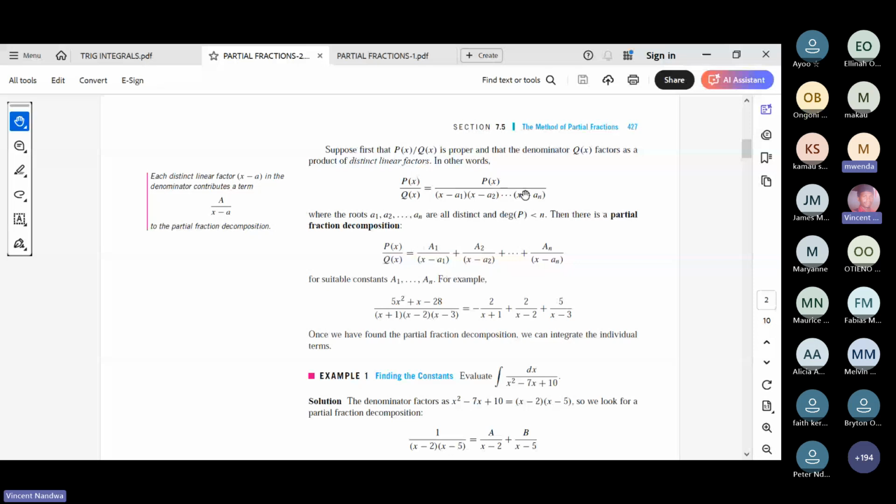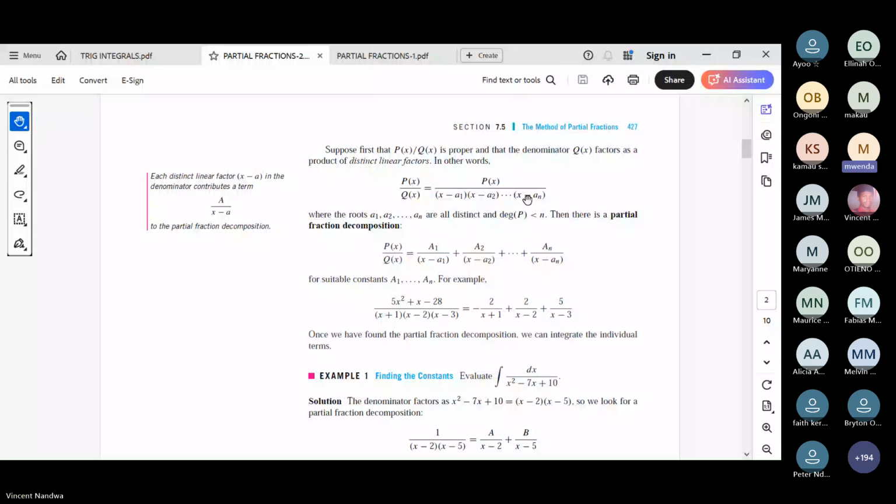Also, we can have constants before this x variable. We can have maybe b1x, b2x, bnx, then plus an. There's no problem, provided that the denominator involves a product of linear terms or linear functions in x.